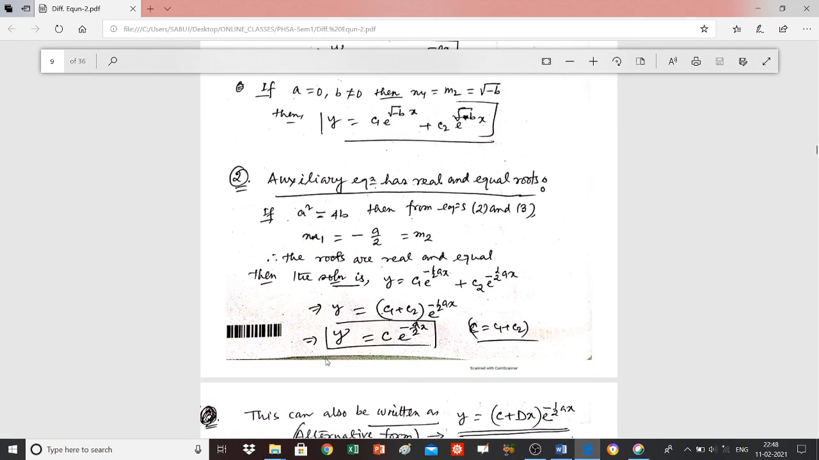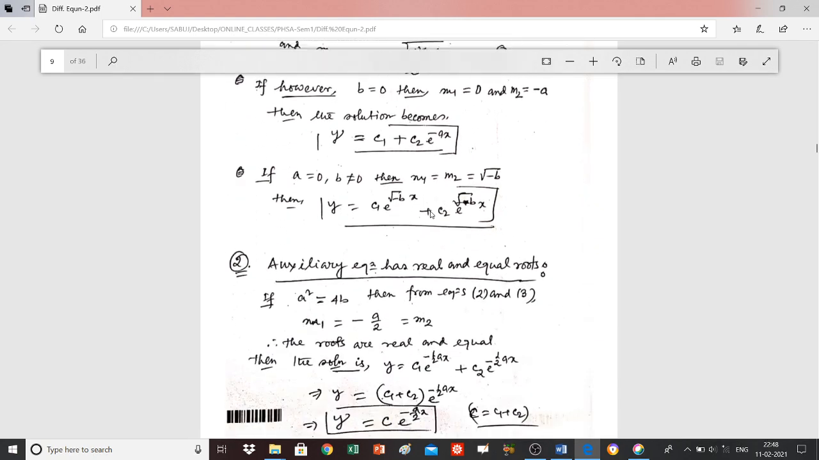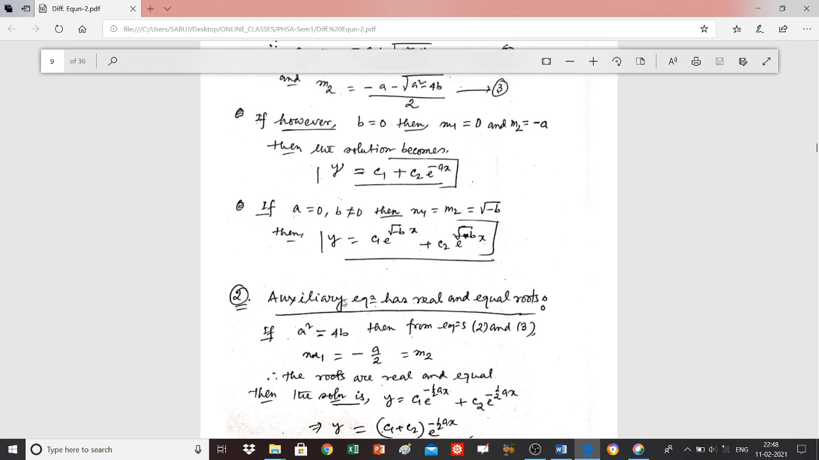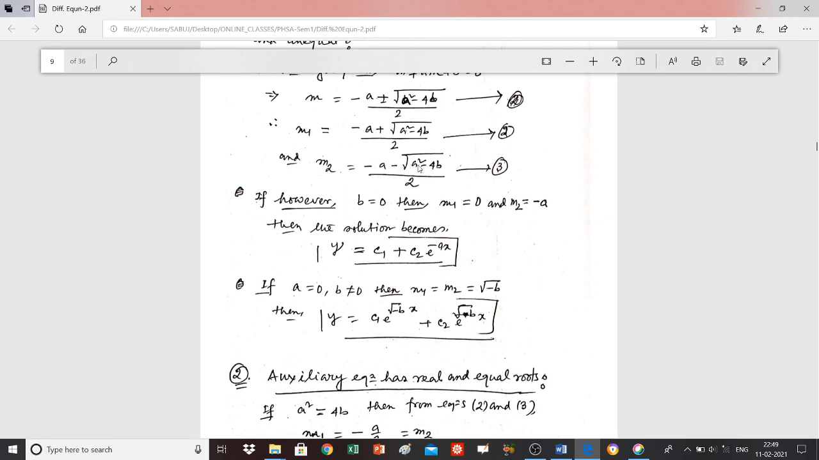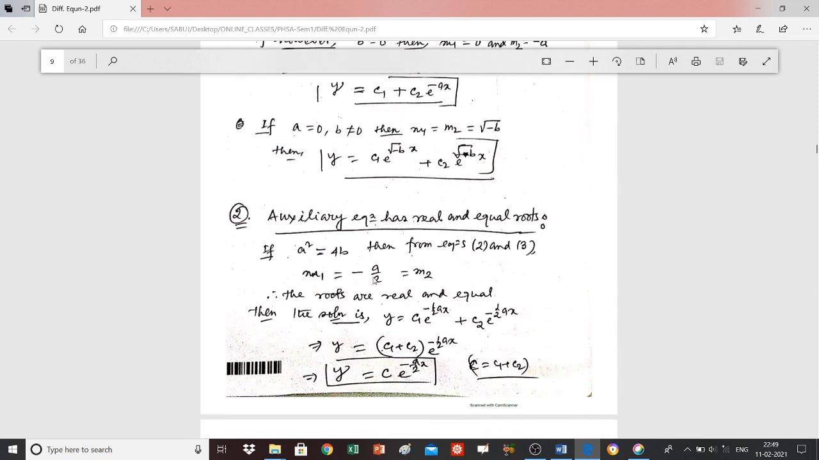Auxiliary equation has real and equal roots. So if you find out the value of m1 is equal to minus a plus root over a square minus 4b, and m2 is equal to minus a minus root over a square minus 4b. And now if a square minus 4b is equal to 0, that means a square is equal to 4b. From here you can easily understand that m1 is equal to minus a by 2, and similarly m2 is equal to minus a by 2. So that is m1 is equal to m2 is equal to minus a by 2.